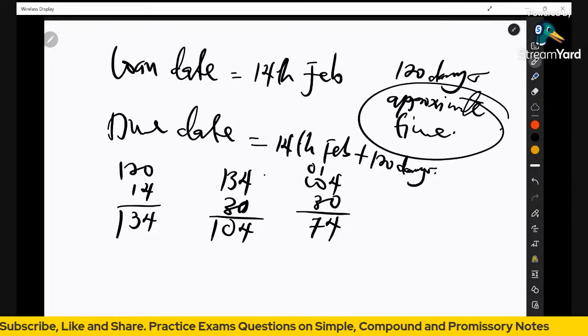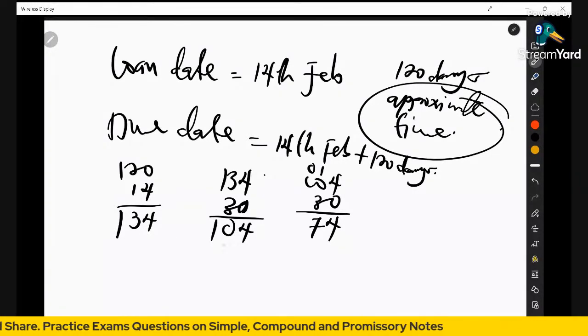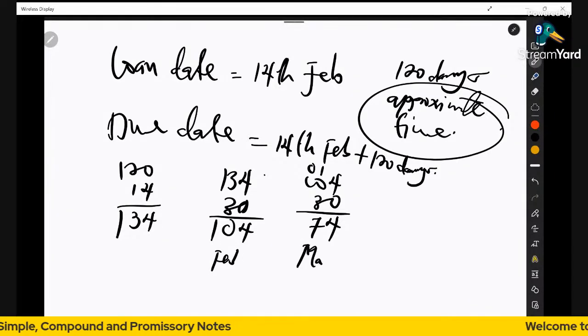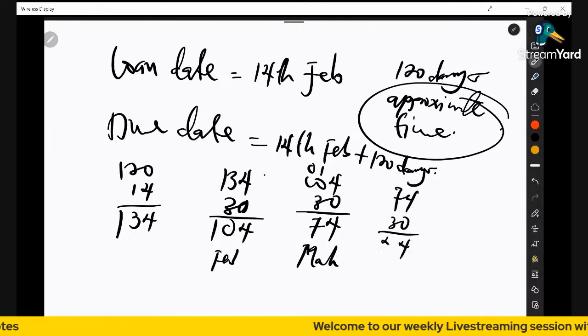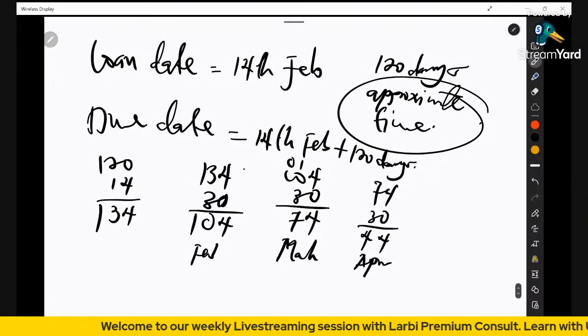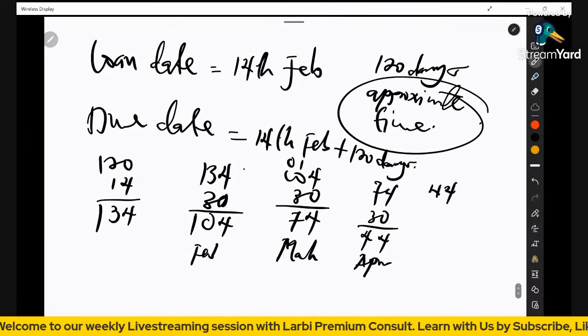So here we are getting what? Here was February, right? And here, March. So next, 74 minus 30, we have 44. That's going to be April. Okay? So we are left with 44, which is also a normal number of days in the month.